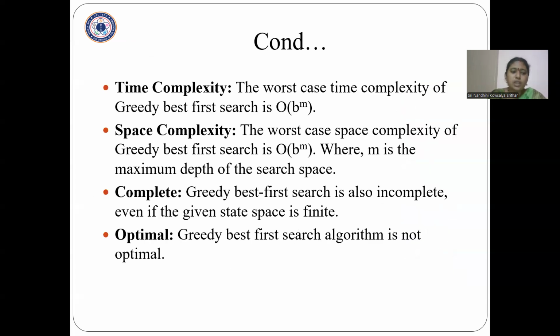So the time complexity of best first search is order of b power m. The space complexity is order of b power n. It is not complete, because in a particular search we cannot find the solution. And optimality: it is not optimal.